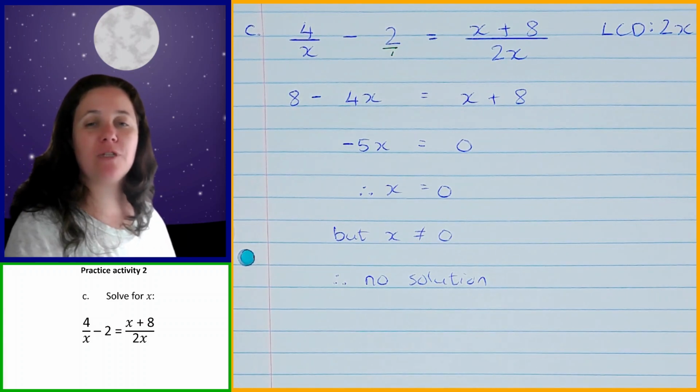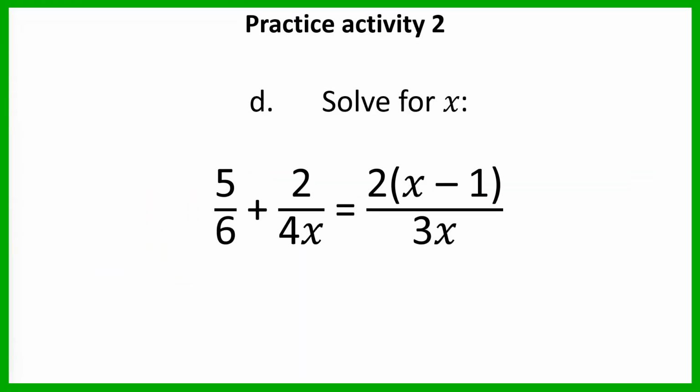Okay, then the last one for today, we've got question D. 5 over 6 plus 2 over 4x equals 2 times x minus 1 in brackets all over 3x. I'm going to give you 1 minute for this one as well.